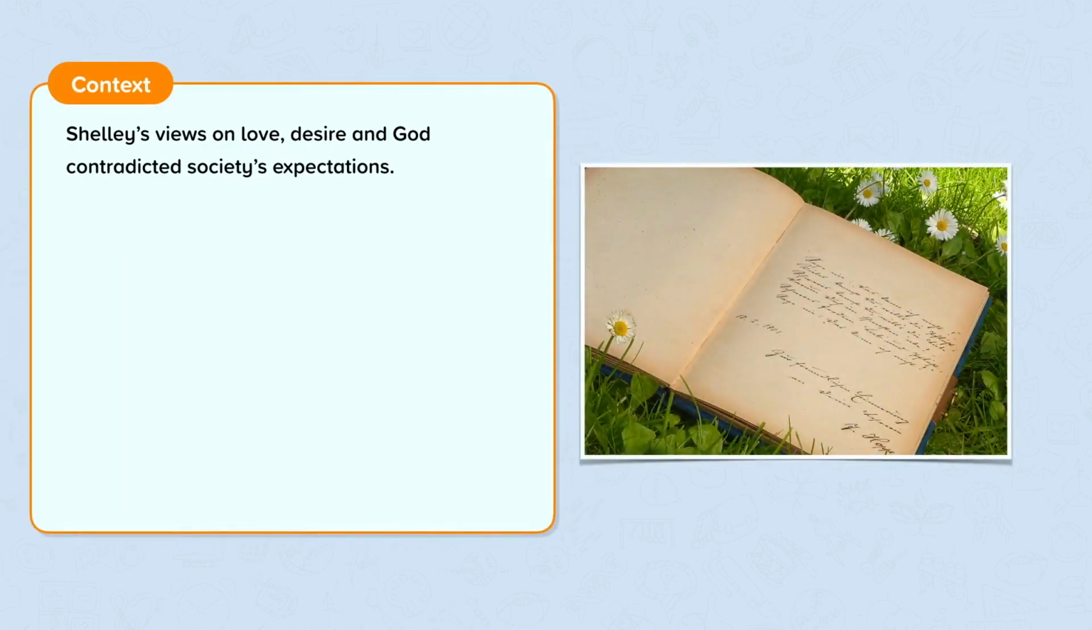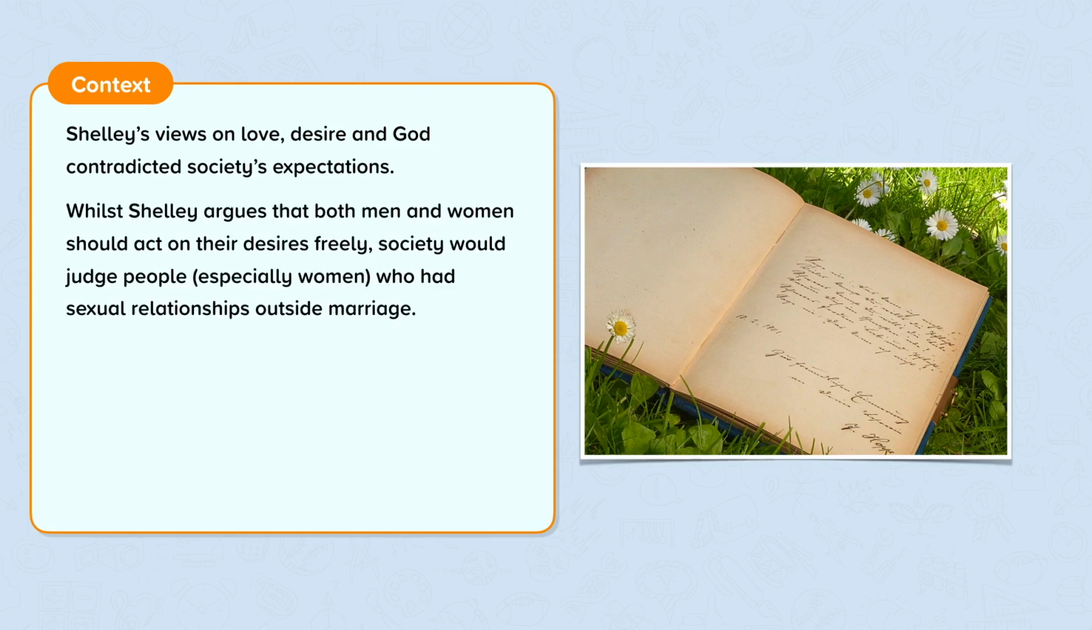Shelley's views on love, desire, and God contradicted society's expectations at the time he was writing. Shelley argues that both men and women should act on their desires freely. Despite Shelley arguing this, society would judge people, especially women, who had sexual relationships outside of marriage.